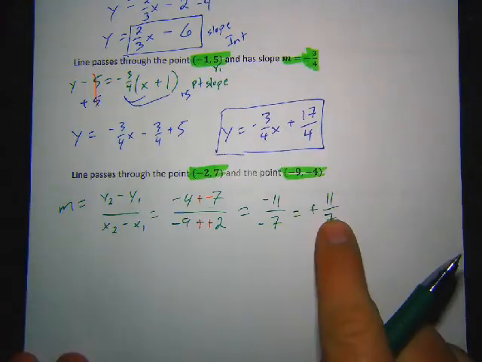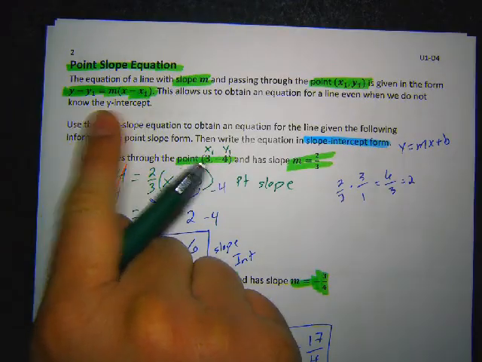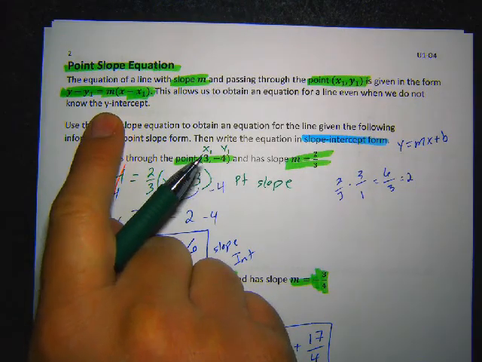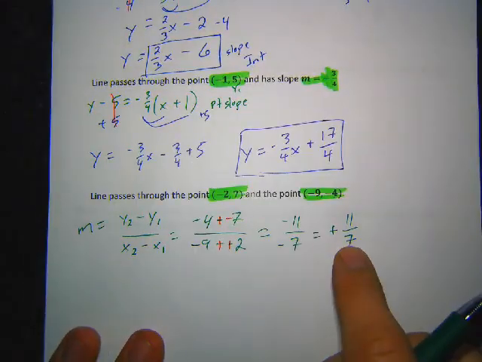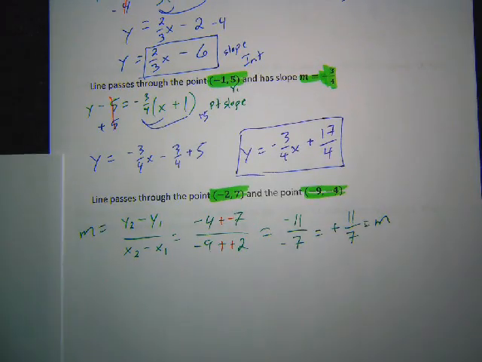So now that we have the slope, now we can use that point slope form. Remember, point slope form is great because you just need any point and the slope. You know that that is m, that's our slope, then we can go back and use point slope form.